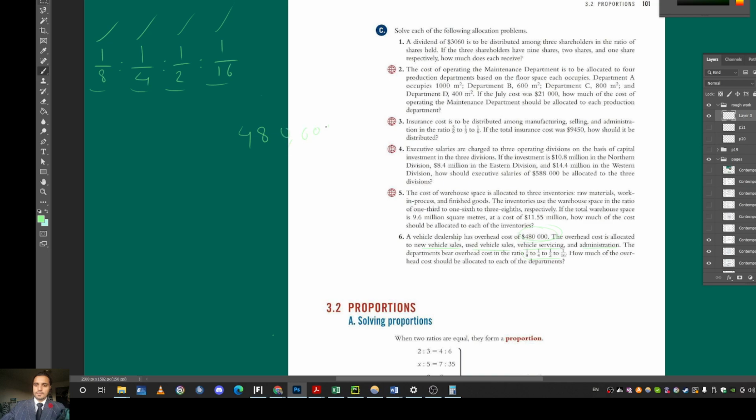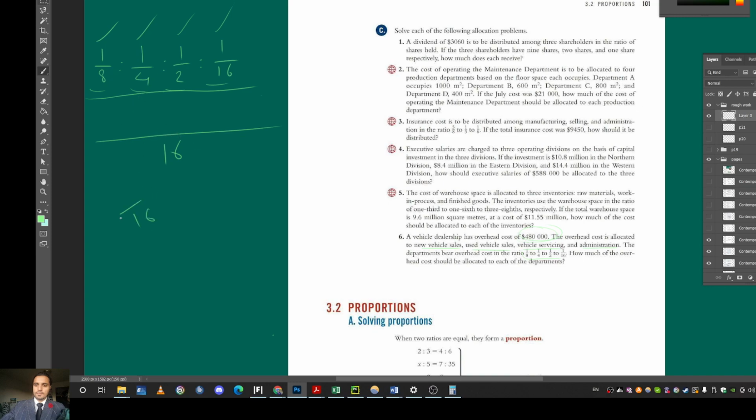480,000. So before we start, to make it life easy, we can find a least common multiple. Just by looking at these numbers, we can see that all of them go into 16, right? 8 times 2 is 16, 4 times 4 is 16, 2 times 8 is 16, 16 times 1 is 16. So they all are divisible by 16. So we can use 16 as our common denominator.